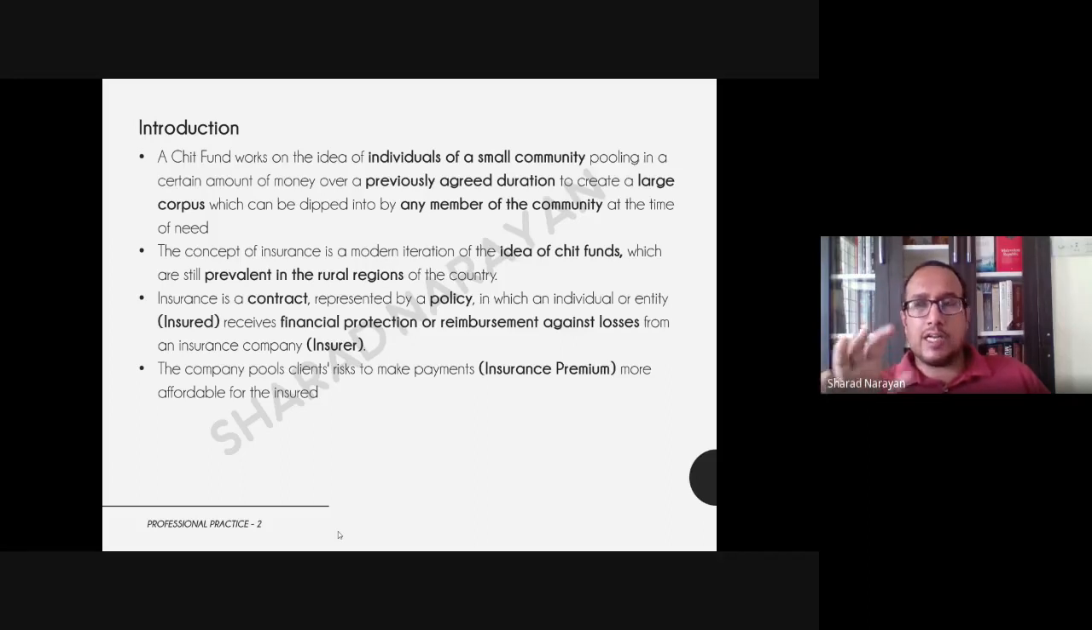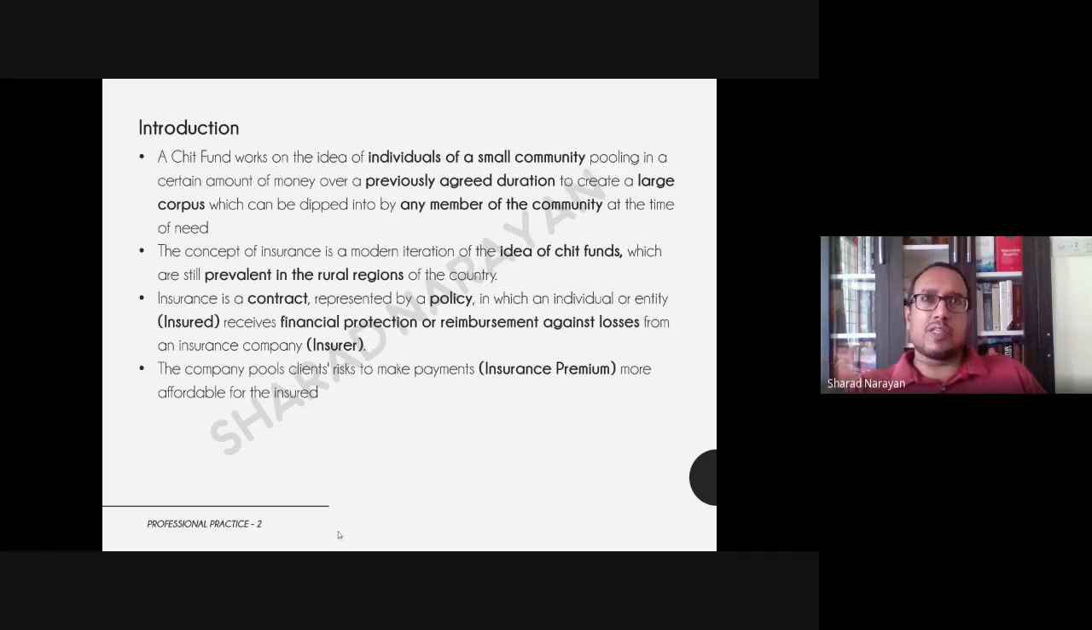Now, the terms of an insurance contract is that these payments have to be made regularly for a period of, let's say, around 10 years. So 12 lakhs over 10 years. How much does that come to? 1.2 crores.